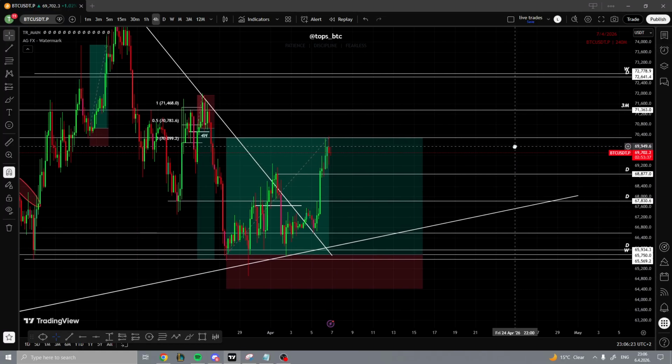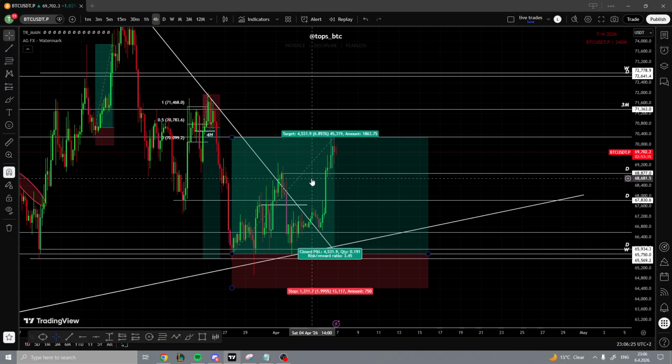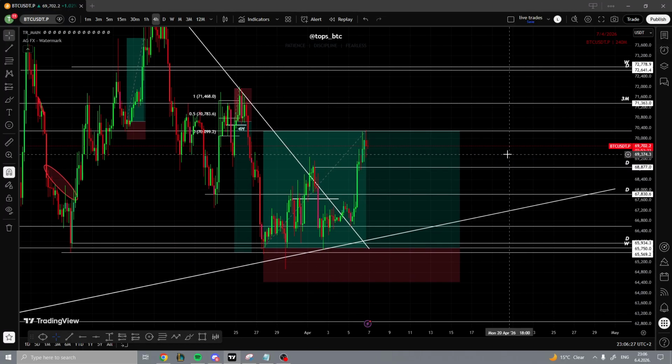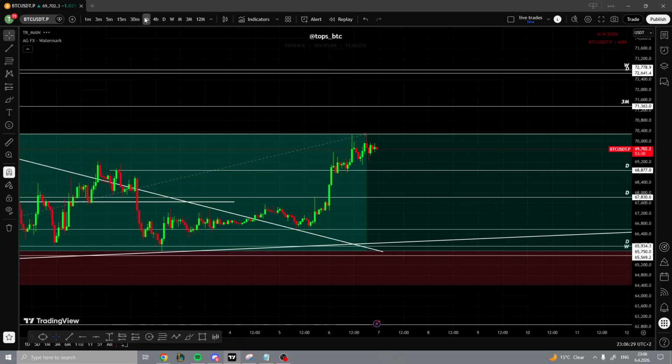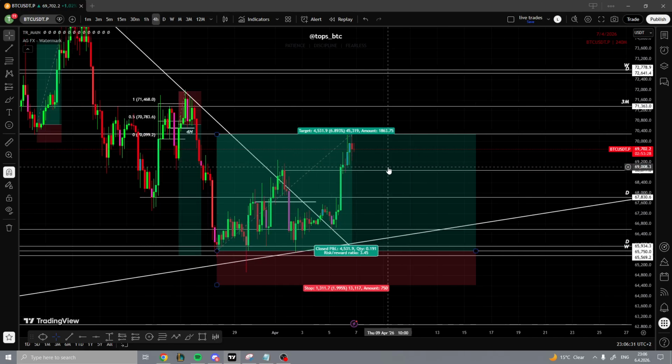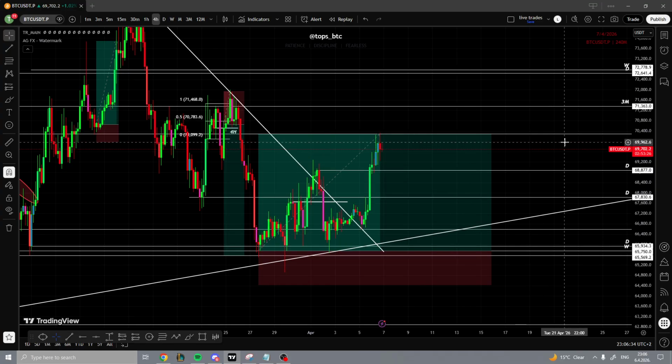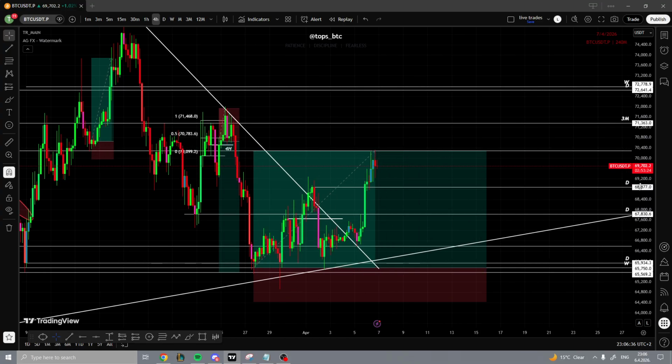So before we even start going over the market, let's talk about this trade, which I took and posted on Twitter. Basically, we TP'd on the mid-range instead of going for 71k. Why?